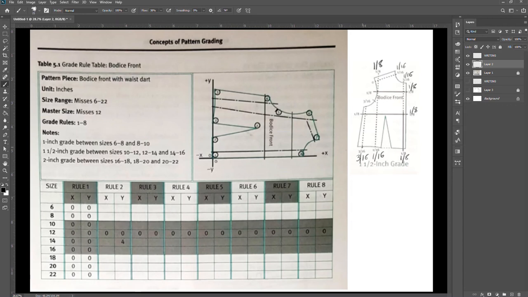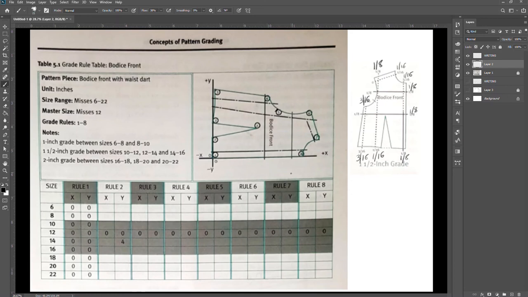Rule number 1, you can see it's already filled in all with zeros, and that is because the center front waist does not move at all during this grading. All of the other points are going to get shifted bigger or smaller away from or towards the origin point, but not rule 1.